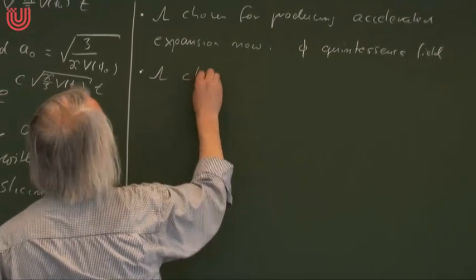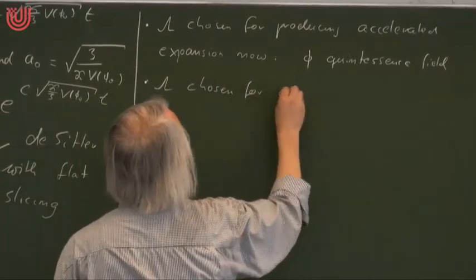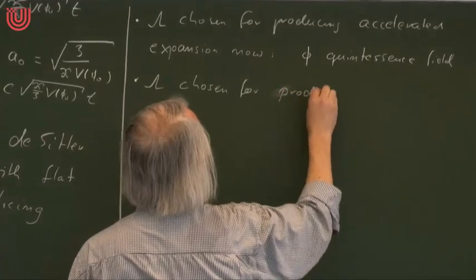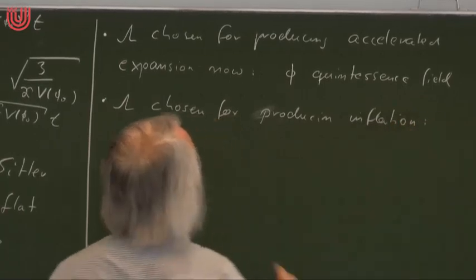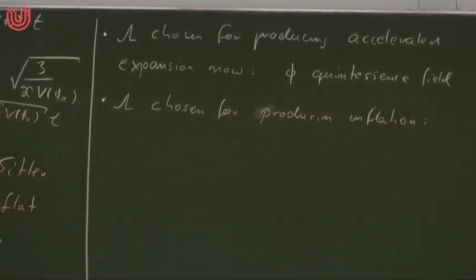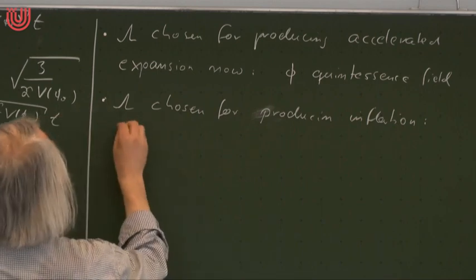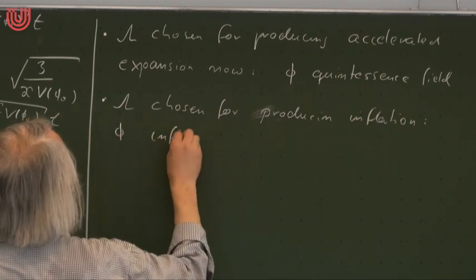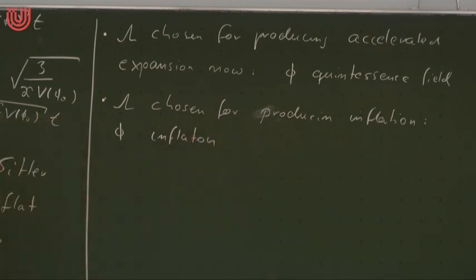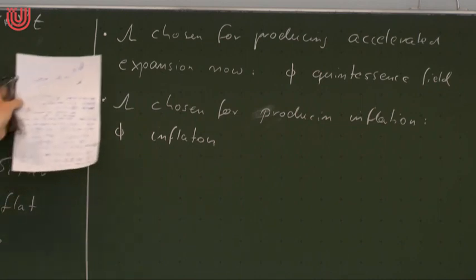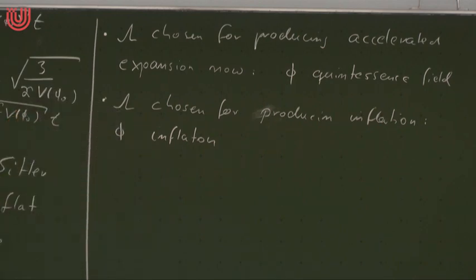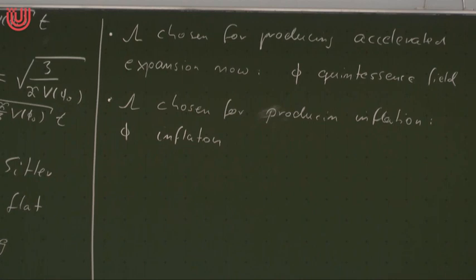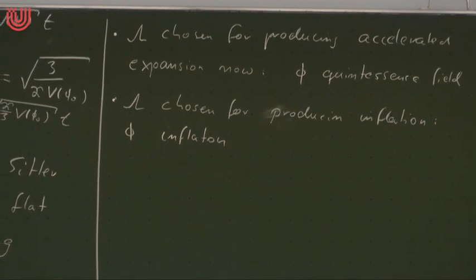And now, if lambda is chosen for producing inflation, then it cannot be strictly constant, and then phi is called the inflaton field, and lambda must be enormously much bigger than for this case. So as I said, in conventional units this is small, but in conventional units this is huge because it produces this enormous exponential growth in a very short period at the very early universe.